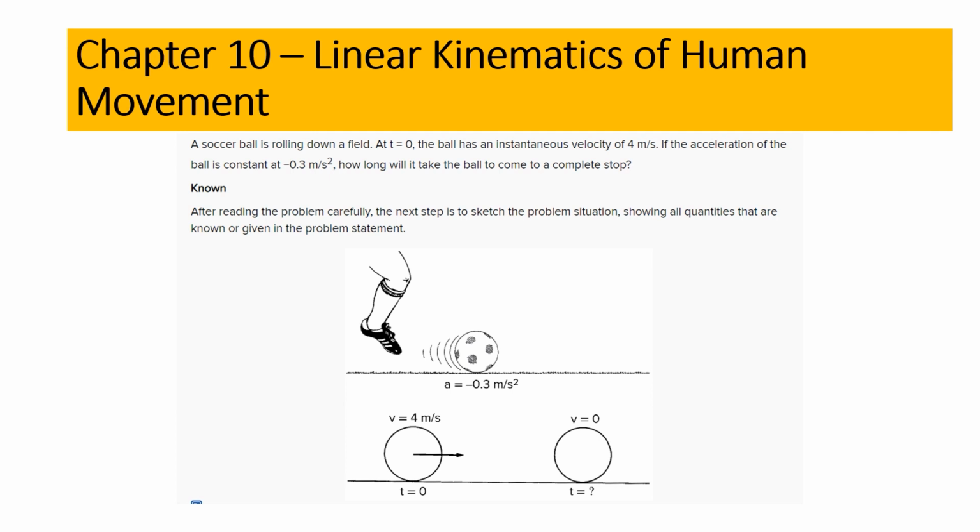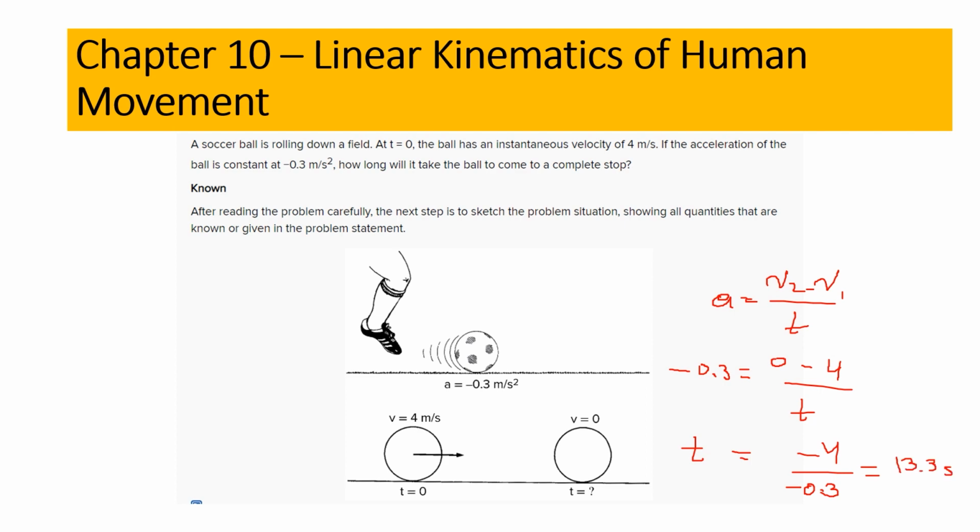Confirm? So it's very simple. The acceleration a equals v2 minus v1 over t, correct? Now v2 is going to be 0 because that's our final velocity, right? Minus v1, which is 4, divided by time, which I don't know, and my acceleration is minus 0.3, right? Rearrange things around, so that's going to be minus t equals minus 4 divided by minus 0.3, and that's going to give us 13.3 seconds. You good? Any questions? Okay, that's simple.